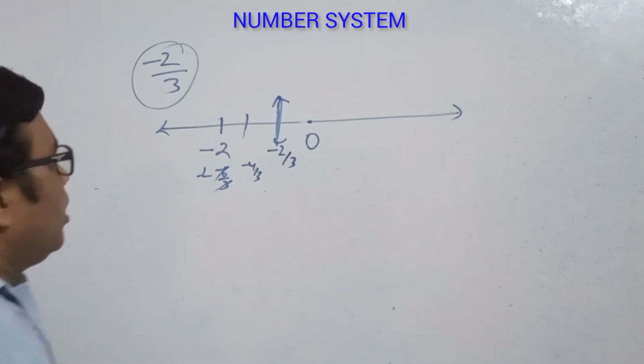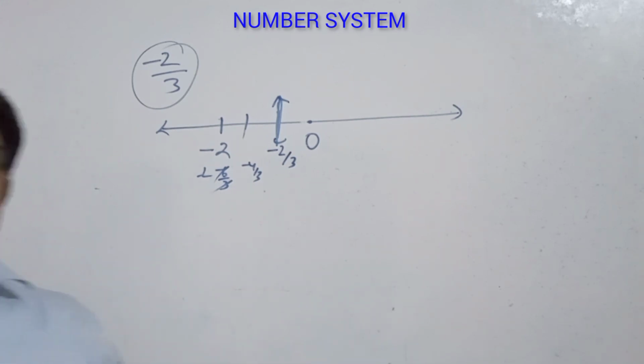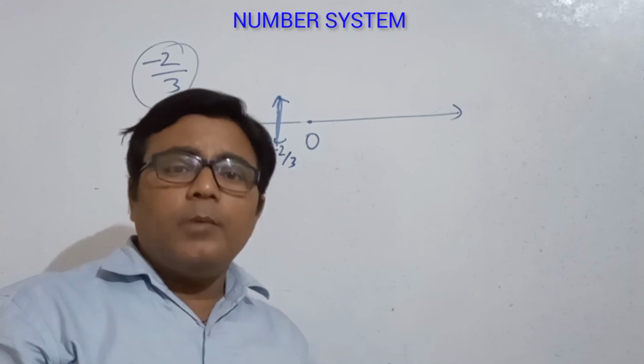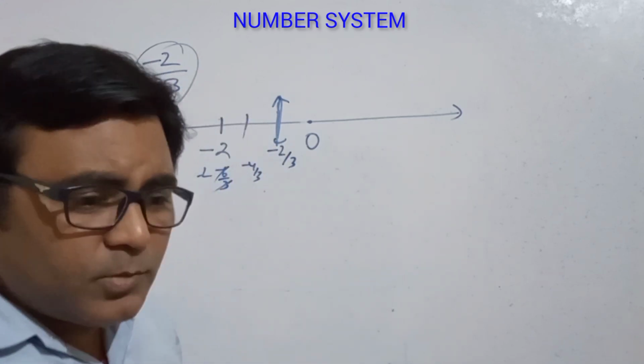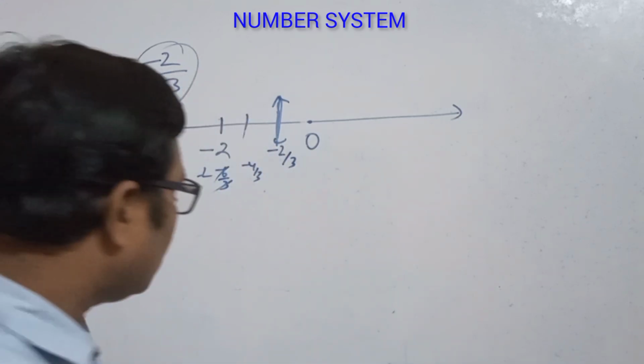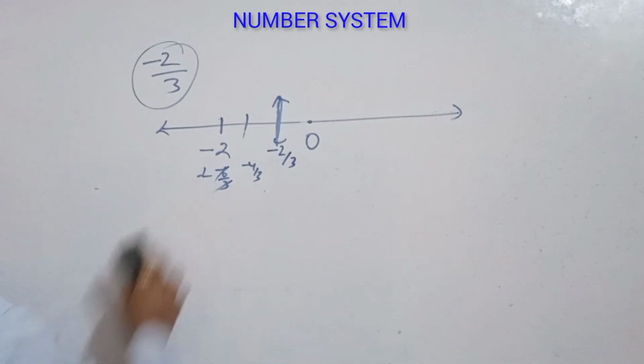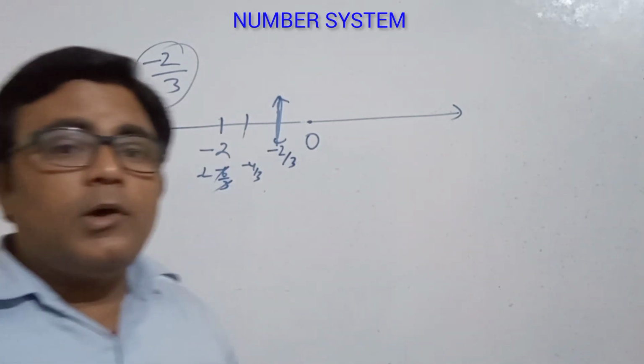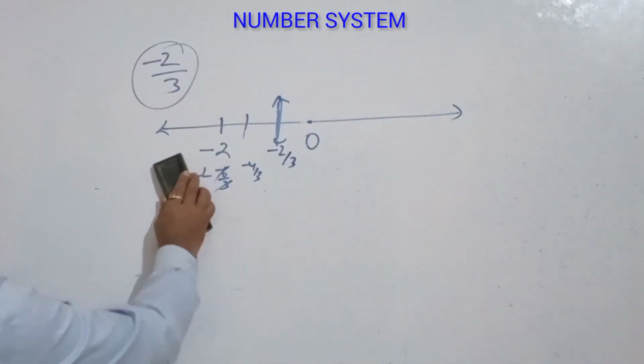Now, we will learn how we can insert a rational number, two rational numbers, or many rational numbers between two rational numbers. So, the next topic is inserting rational numbers between two rational numbers.